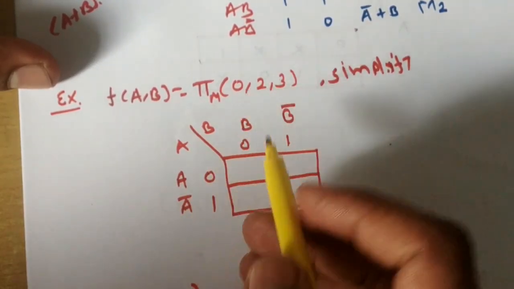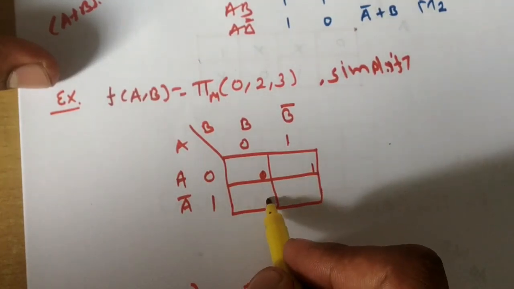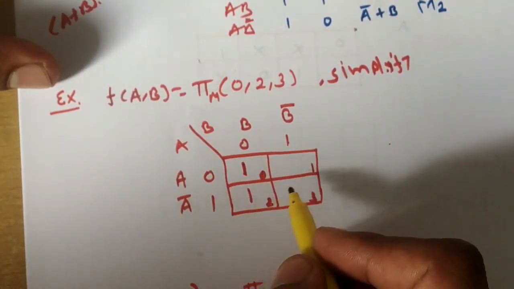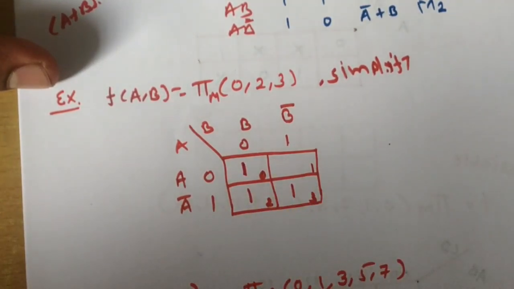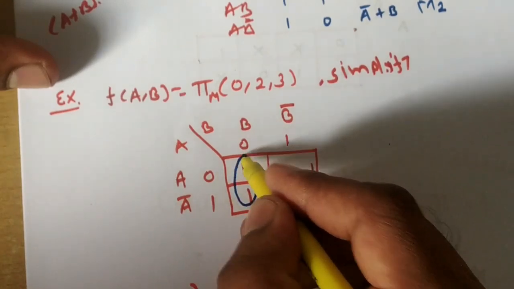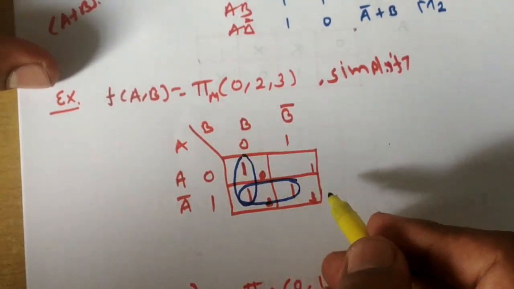In the K-map we write 0 1 2 3 like this. So 0 will be here, 2 will be here, and 3 will be here. Now I need to make the grouping. We know that the K-map allows the grouping of adjacent cells and only in horizontal or vertical form. So this will be the grouping.